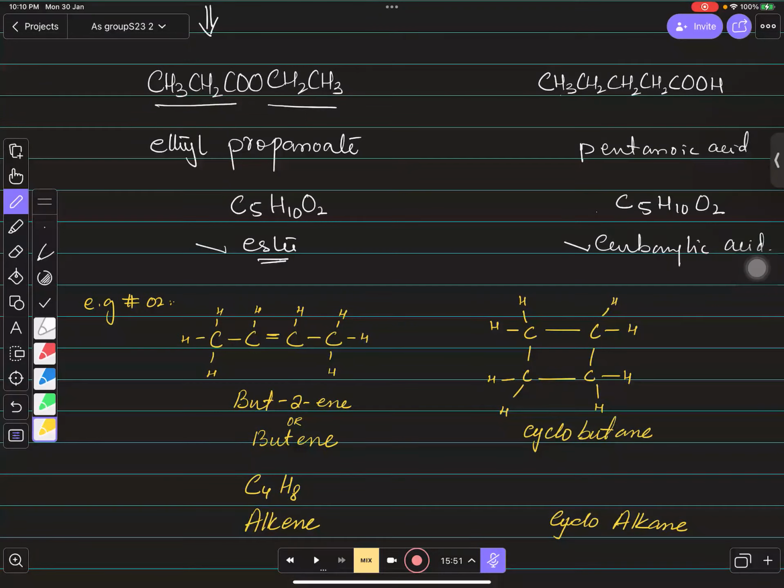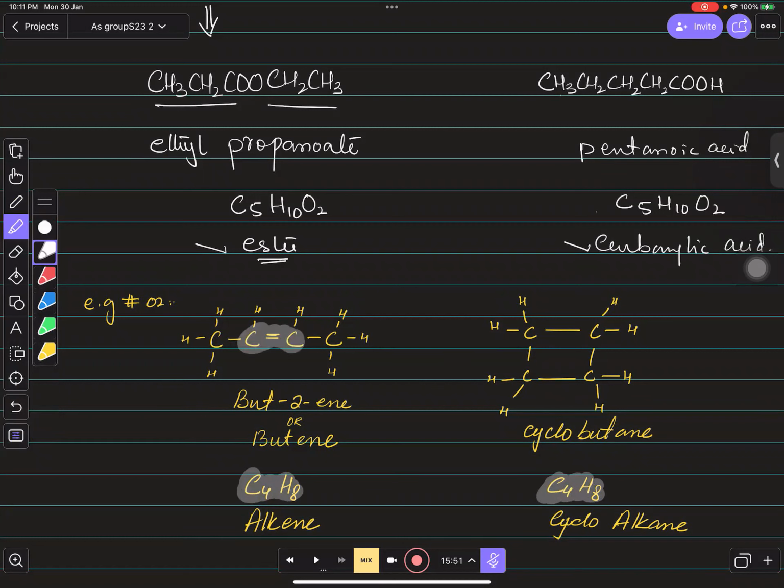But what is the molecular formula of this compound? This is C4H8. They have the same molecular formula, but different structures. This one is unsaturated, and this is a saturated compound with no carbon-carbon double bond. If you put bromine in the alkene, the bromine is going to be decolorized. But if you put bromine in cyclobutane, there will be no color change. Bromine will stay there. There is no reaction of bromine with cyclobutane.